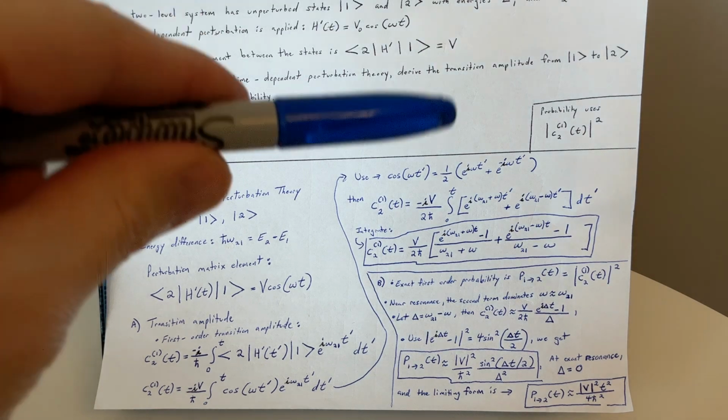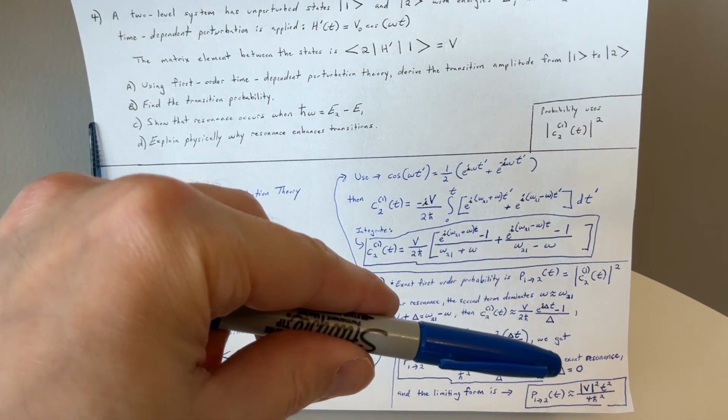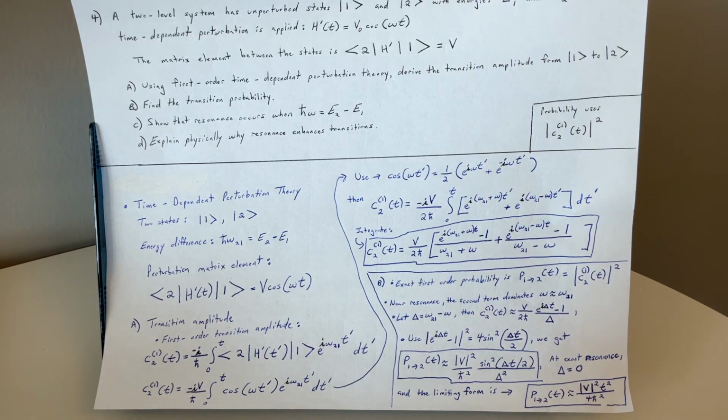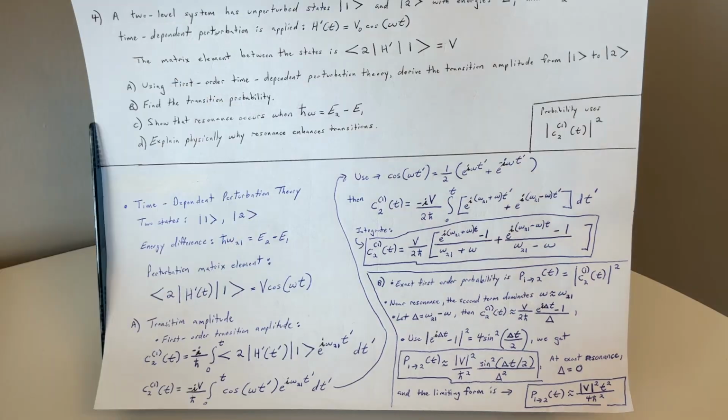So we have an exact resonance at delta equals 0. And the limiting form is going to be this. The transition probability in this case is going to be approximately the modulus of V squared times t squared over 4 h bar squared. So that would be the transition probability. That's part B.